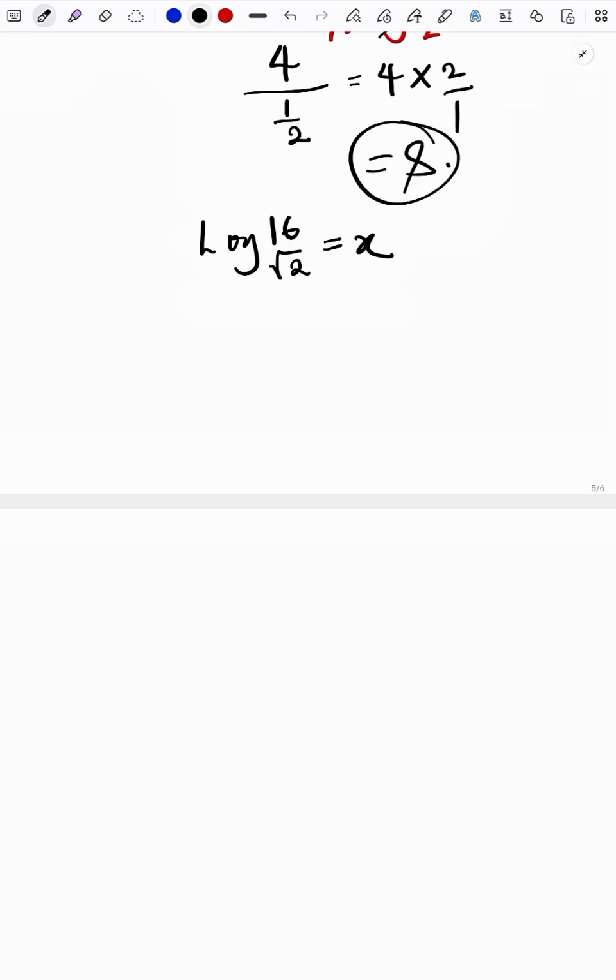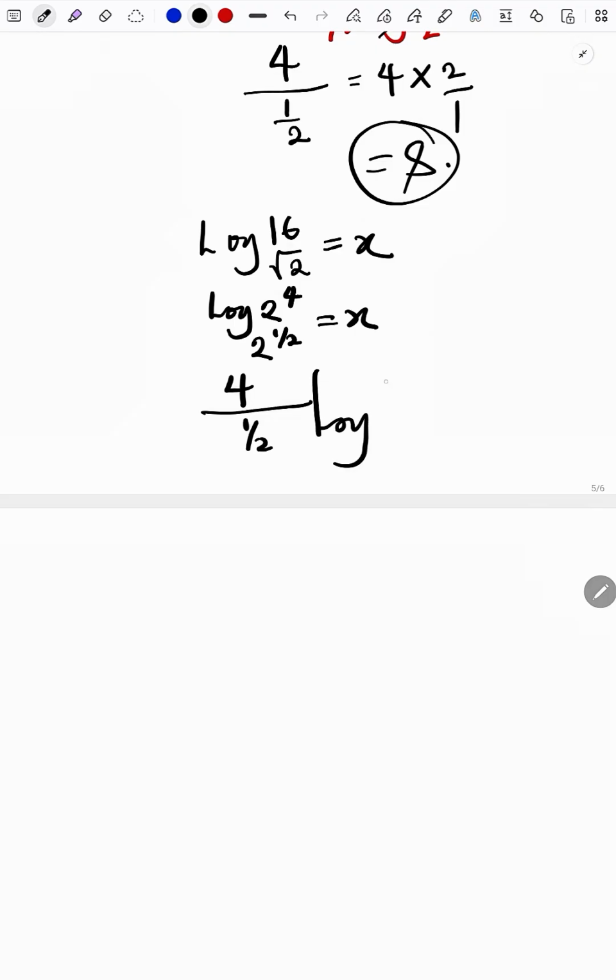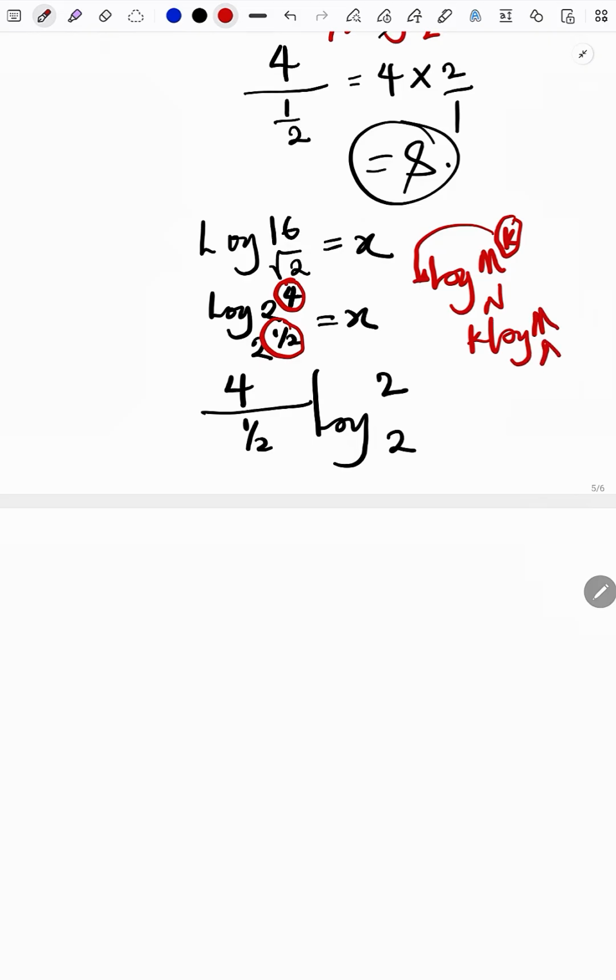Now let's look at this problem again. So this becomes log 2 raised to power 4, then your base is 2 raised to power 1 over 2, is equal to x. So let us send the powers to the back. So this becomes 4 divided by 1 over 2 log 2 base 2. What did I just do here? Look at this power and this power. Because I said if you have log m raised to power k base n, send this to the back to become k log m base n. We said that earlier as our law.